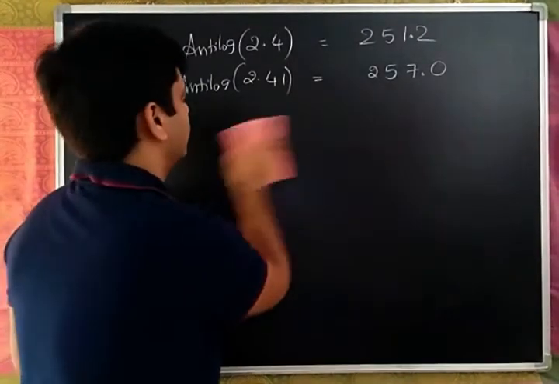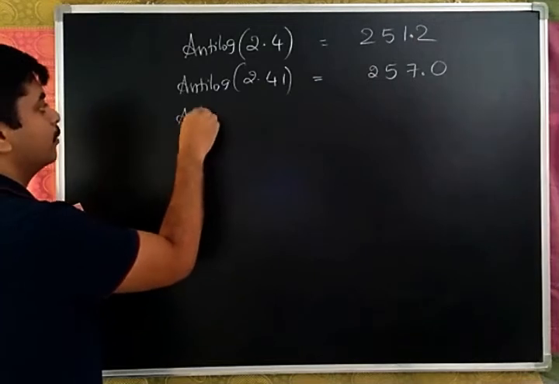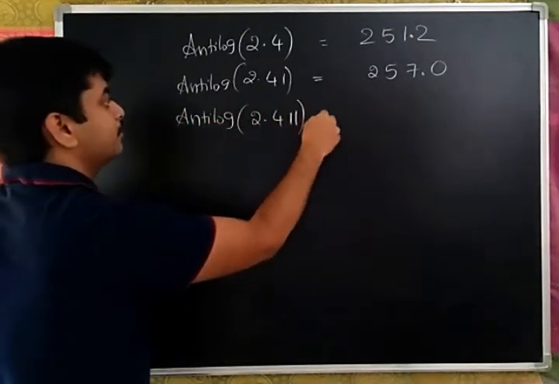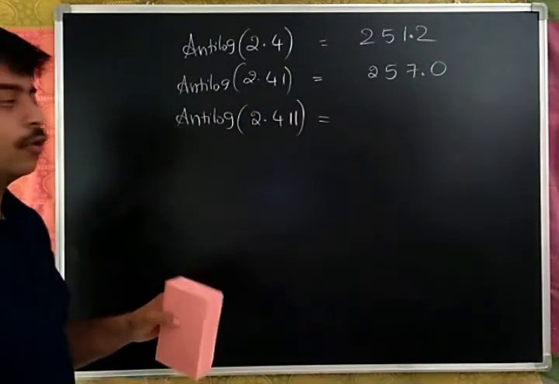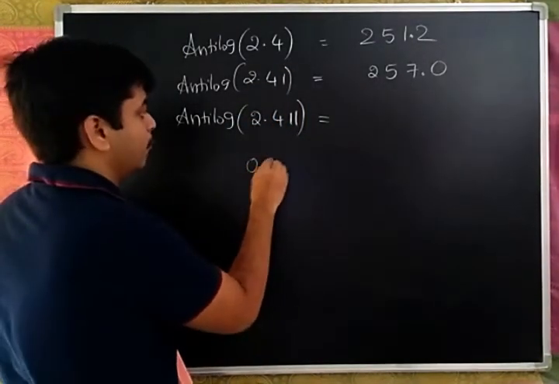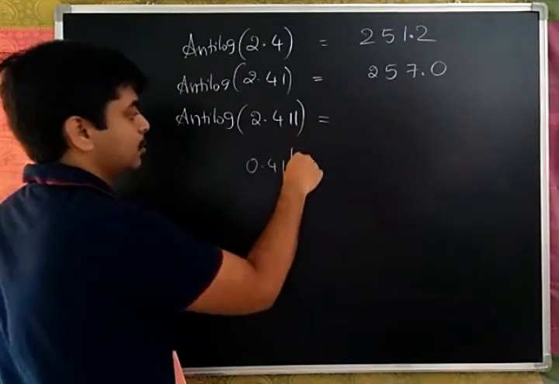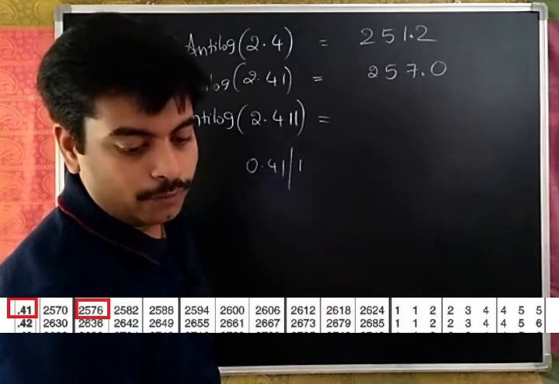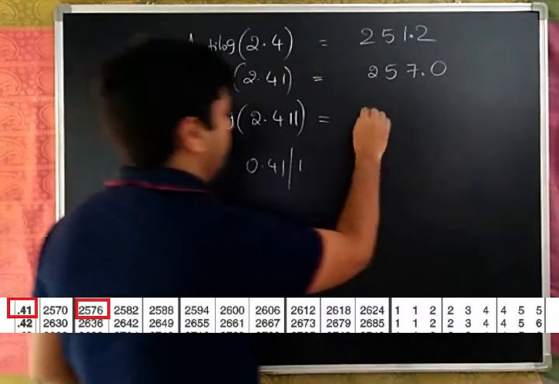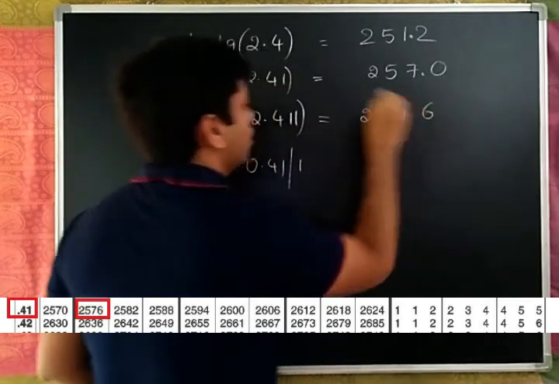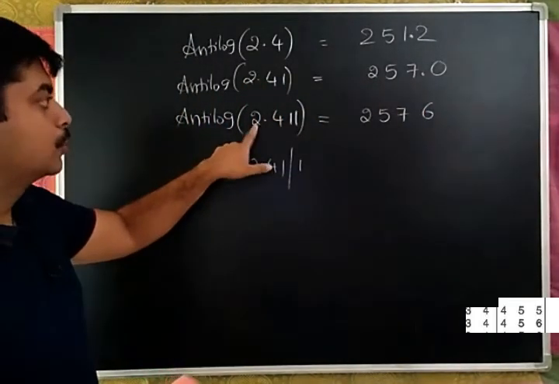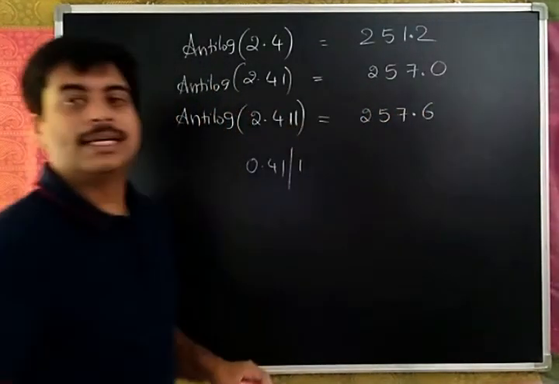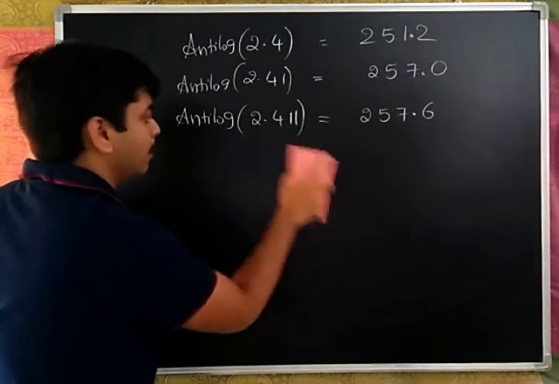Let us see some more. Antilog of 2.411. So go for 0.41 row and the column where you are having the number 1. So quickly check that. 0.41 and 1, it is 2576. And you have 2, so keep the decimal after 3 digits. 1, 2 and 3. So 257.6.